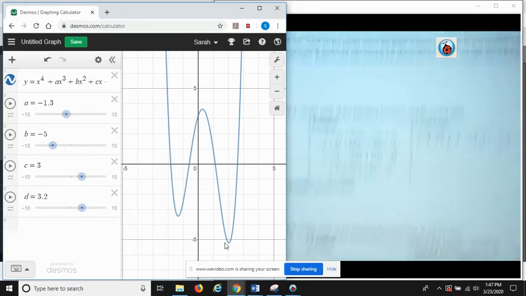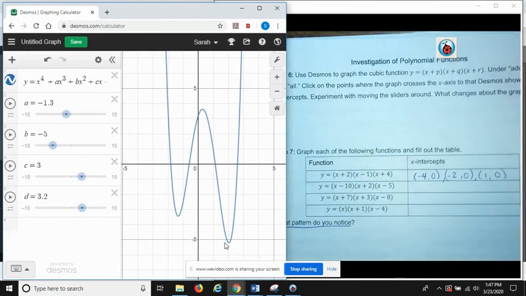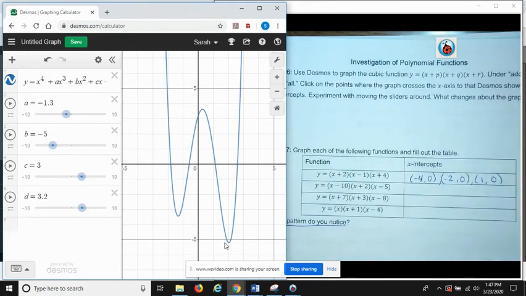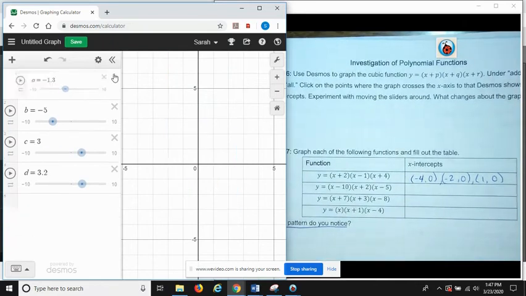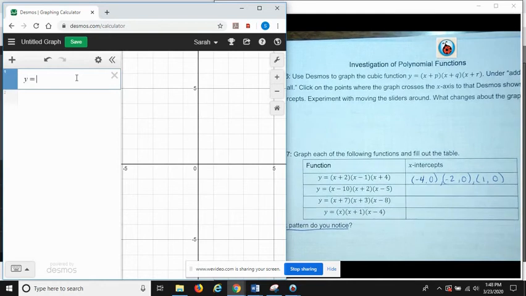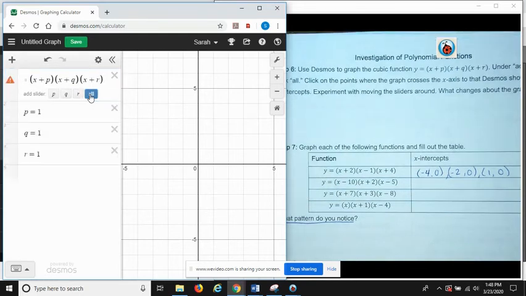So step 6 says use Desmos to graph the cubic function, and we want to add all of our sliders. So I'm going to get rid of all this stuff in Desmos, and I'm going to type in what I have here. X plus P, X plus Q, oops, sorry guys, and then X plus R. Okay, and I'm going to add all my sliders.